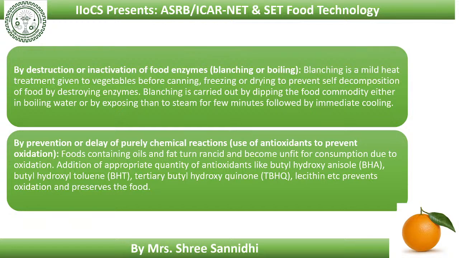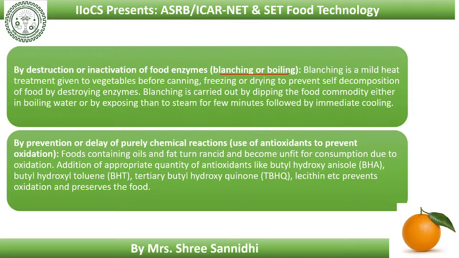First one is by destruction or inactivation of food enzymes. Okay, so this involves two methods, that is blanching or boiling. Blanching is a mild heat treatment given to vegetables before canning, freezing or drying to prevent the self decomposition of food by destroying enzymes. Okay, so in blanching, what do they do?